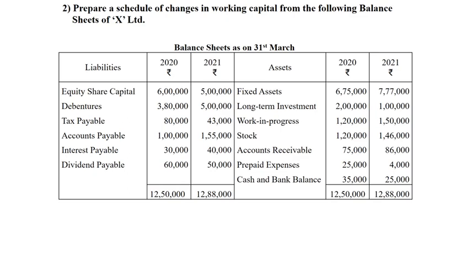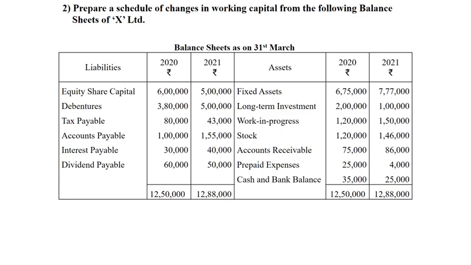Work in progress, current asset. Stock, current asset. Accounts receivable, current asset. Prepaid expenses, current asset. Cash and bank balance, current asset. So all the 5 items come under current assets, therefore you consider them. On the liability side, equity share capital is not part of working capital, debentures is not part of working capital. Tax payable, no adjustment is given, you can consider it as current liability. Accounts payable is current liability, interest payable is current liability, dividend payable is current liability. So we have 5 current assets and 4 current liabilities.